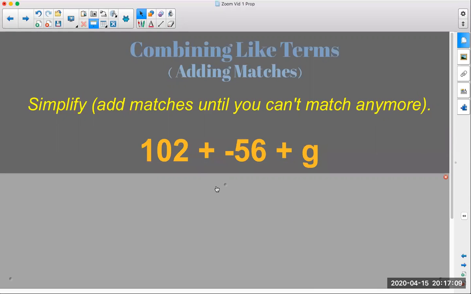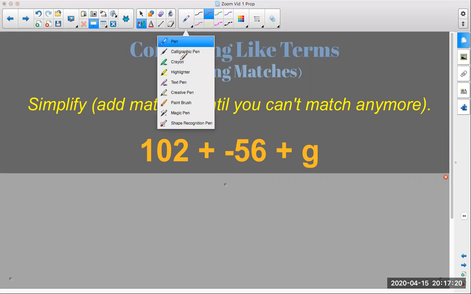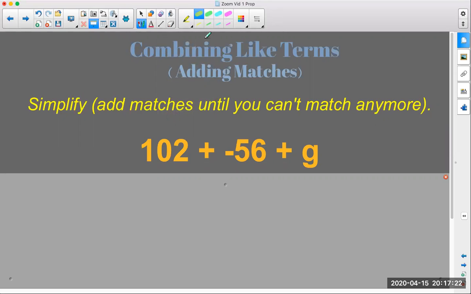Here's the first expression, 102 plus negative 56 plus G. Now what I'm going to do is take my highlighter out. You didn't know I had a highlighter. And I'm going to highlight the constants. And if I have different variables, I'll highlight the variables and we'll see what we have. All right, so constants are the plain numbers. So here's a plain number. This is a constant, 102.